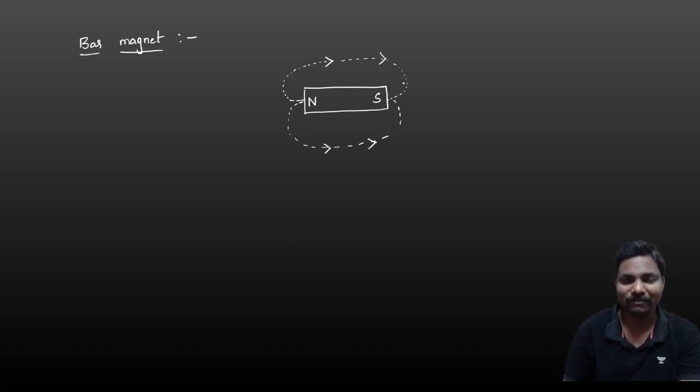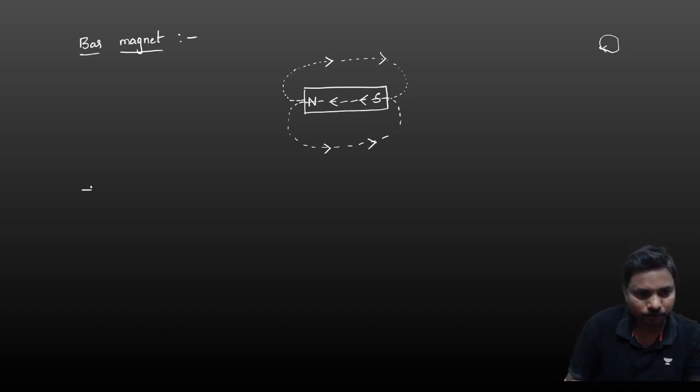But these magnetic field lines have one important property: they always form closed loops. Closed loop means anything that starts from one point ends at the same point. Here it starts from north, and for a closed loop it also has to end at the north. So to form a closed loop, inside a bar magnet they will flow from south to north.